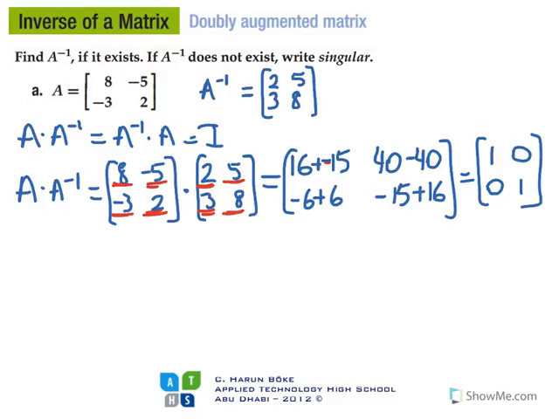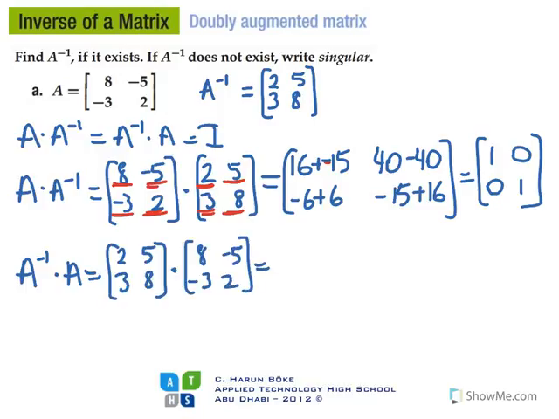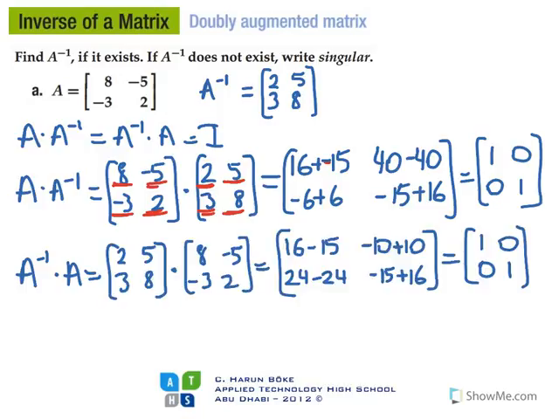If you do this second multiplication, which is A inverse times A, you will see that you will get the identity matrix again. So whatever we found here, A to the minus 1 or A inverse, is true.